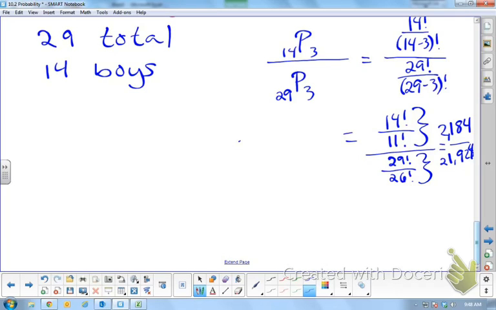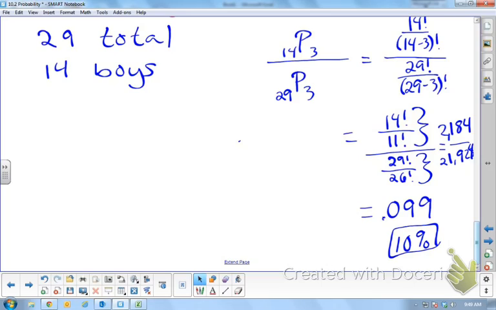Either way, I want you to plug this into your calculator. 2,184 divided by 21,924. What do you get? Point 0.09. So that's 10%. So we have a 10% chance of, if we randomly picked our presidency, we didn't vote on it, then we have a 10% chance of getting all boys in the presidency.